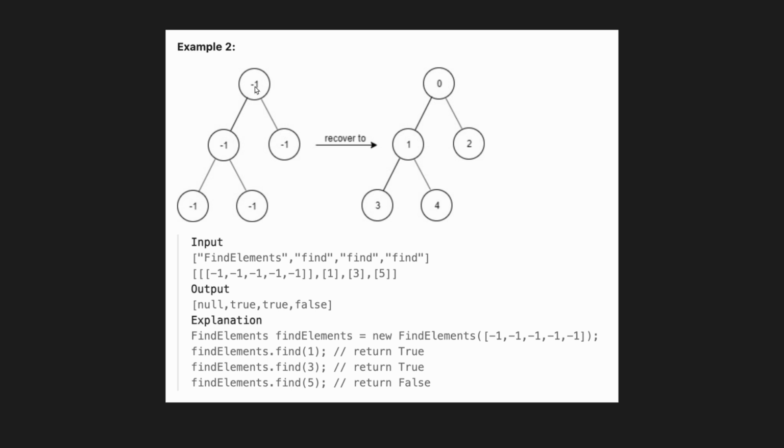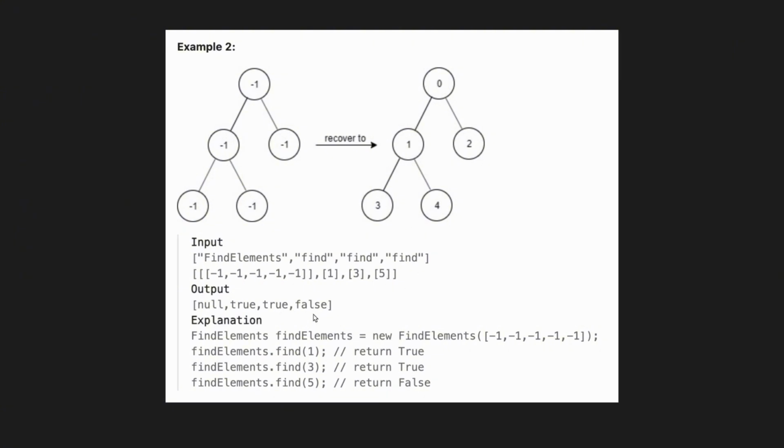We want to recover this tree to this tree. The root node is 0. Left: 2 times 0 plus 1 is 1. Right: 2 times 0 plus 2 is 2. 2 times 1 plus 1 is 3. 2 times 1 plus 2 is 4. So this is the tree that we recover to. Now we check if these values are in the tree. 1 and 3 are in the tree, so return true. 5 is not in the recovered tree, so return false.